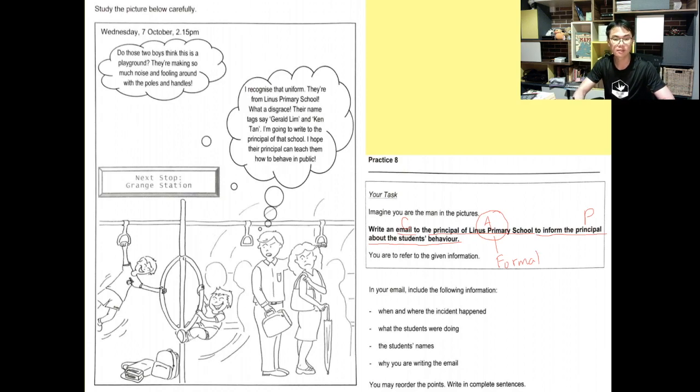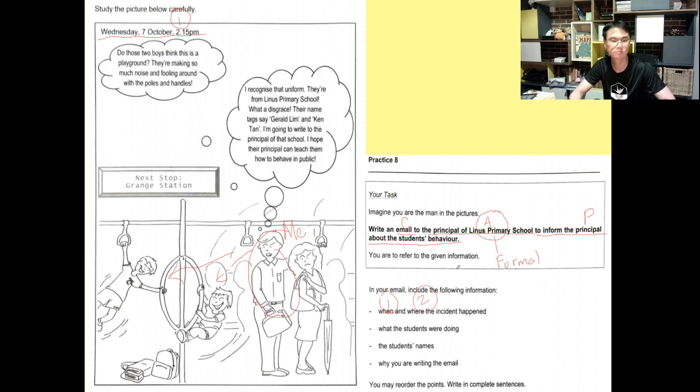Who am I? I am this character here. This is me, right? And I am observing what's happening to these two boys. And I'm obviously not very happy. You can see from my expression on my face. And my thoughts are, do they think it's a playground, right? All right. So let's mark out the 6 content points, right? So when is 1. Where is when? It's Wednesday, 7 October, 2:15 p.m. So this is my number 1. Where?